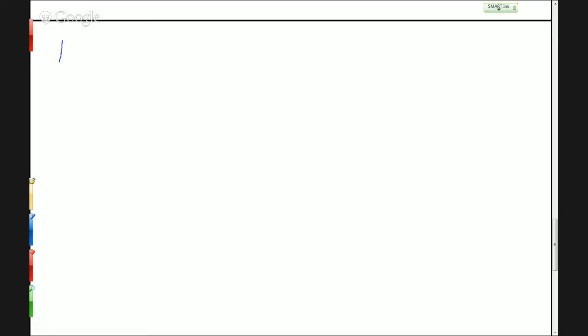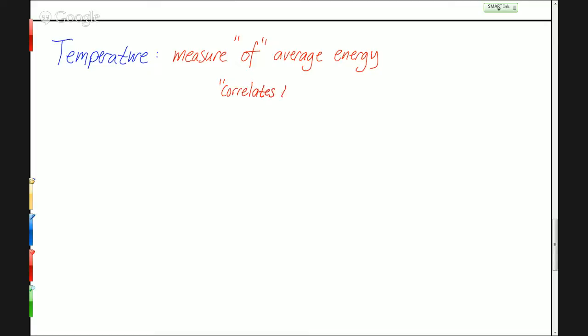So temperature, as we'll learn when we talk about gases, is a measurement of an average energy level of molecules. But it's not, we'll put "of" in quotes, because a better way to say it is that the measure correlates to the average energy. That's why our temperature scale is not the same as an energy measurement. And I'll show you what that means in a second.